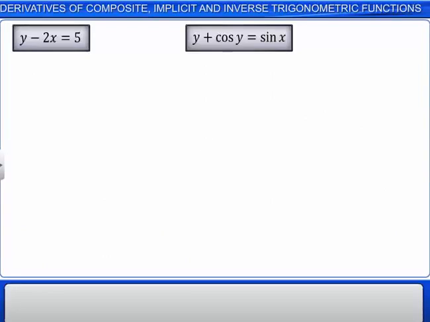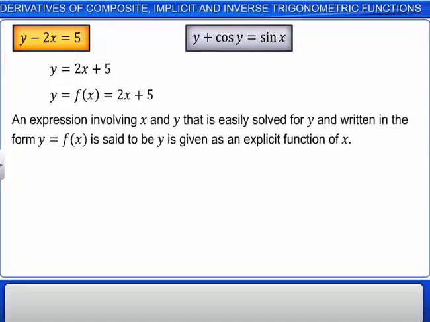Let's now learn to differentiate functions involving two variables. Consider the equations y minus 2x is equal to 5 and y plus cos y is equal to sin x. Let's analyze each equation. The first equation can be solved for y and rewritten as y is equal to 2x plus 5. Such an expression, which can be easily solved for y and written in the form y is equal to f of x, is said to be y given as an explicit function of x.